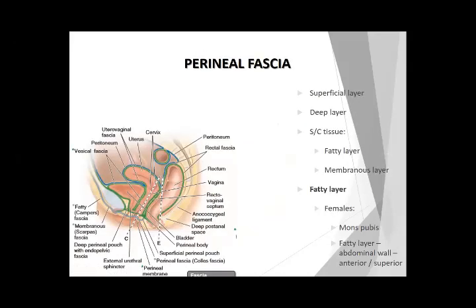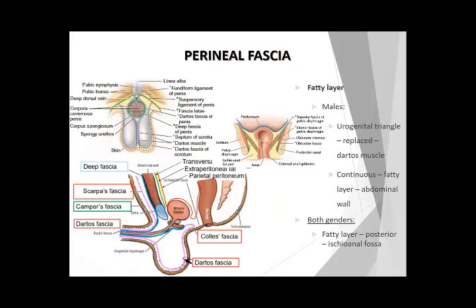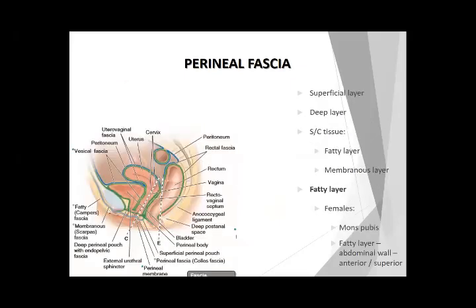Now, one by one, let's do the perineal fascia. Now, remember one thing, that the fascia has superficial and deep layers, subcutaneous tissue. The subcutaneous tissue has a fatty layer and a membranous layer that are continuous with the fatty and membranous layer of the anterior abdominal wall. Now, let's talk about the fatty layer in the females. In females and males, the distribution of the fatty layer is different.